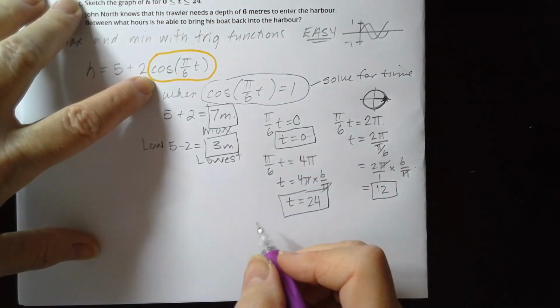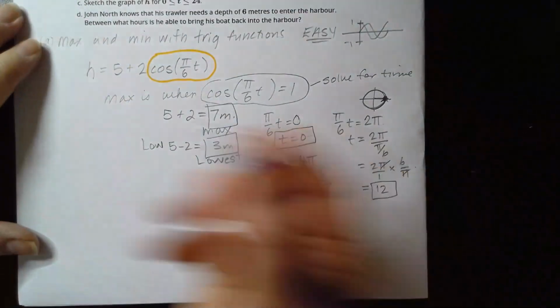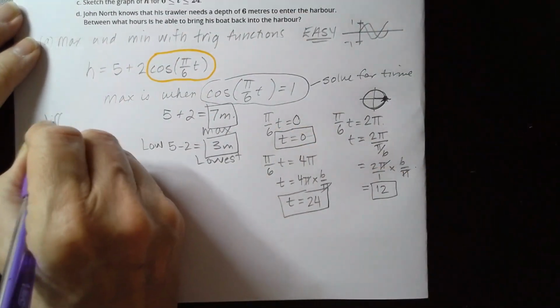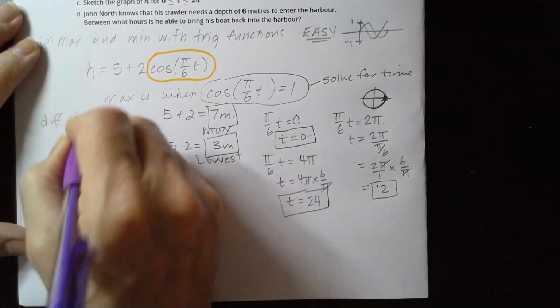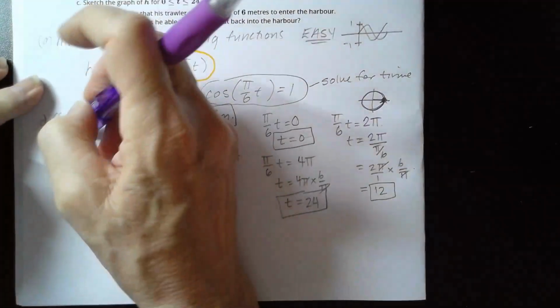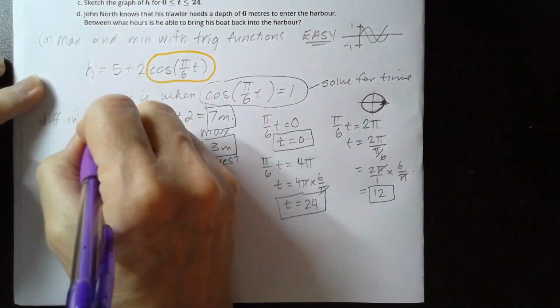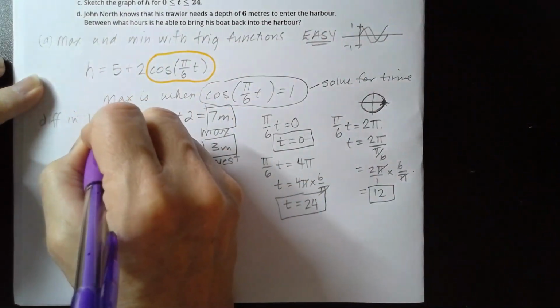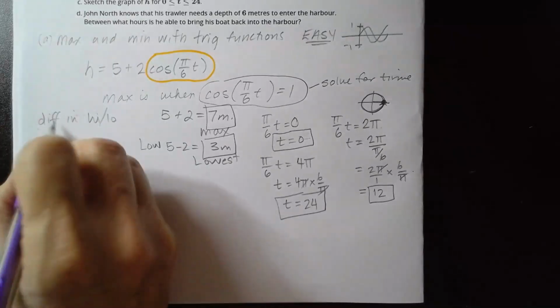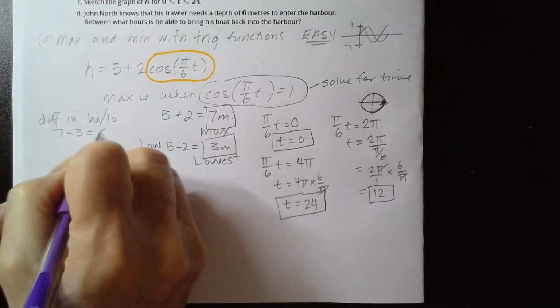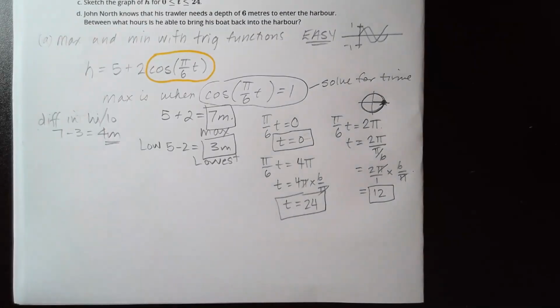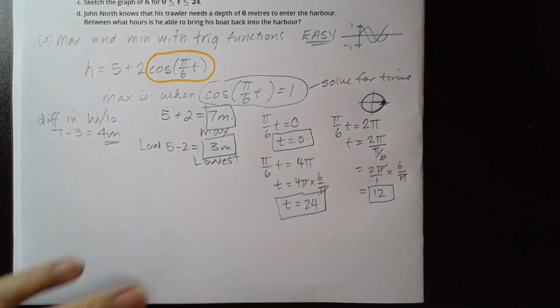And then it says, what's the difference? So difference, I know I'm all over the place here. The difference in high and low, sorry about that bad spelling, high and low, 7 minus 3 equals 4 meters is the difference. Okay, so that is B.